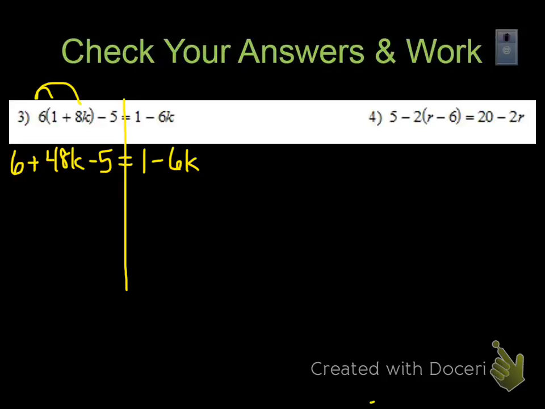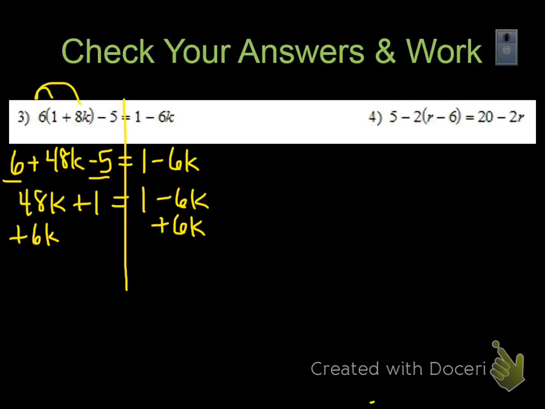Now I want to see if I can combine like terms. On the left-hand side, I have 6 and a negative 5 that I can combine. That equals 1. So I have 48k plus 1 equal to 1 minus 6k. I do not have any like terms on the right-hand side, so I'm going to work at getting my variable to the left-hand side. So I'm going to add 6k to both sides.